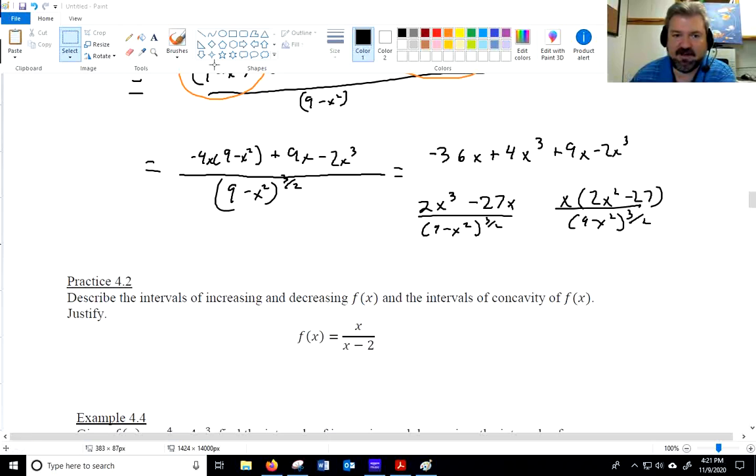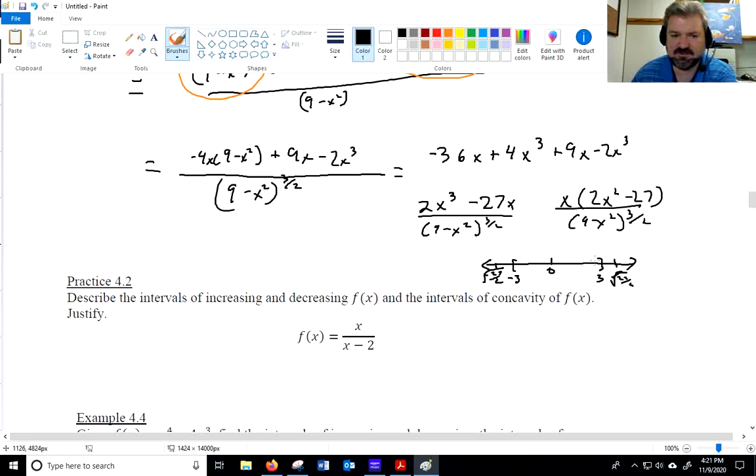All right, we are now finally ready to make our number line. So we can see that this numerator is going to equal 0 at 0. And then also, if you solve that, at the square root of 27 over 2 and negative square root of 27 over 2. But we also need to consider this square root here. We've got 9 minus x squared inside of a square root. This function is only defined from negative 3 to 3. Which, the square root of 27 over 2 is actually outside of that.